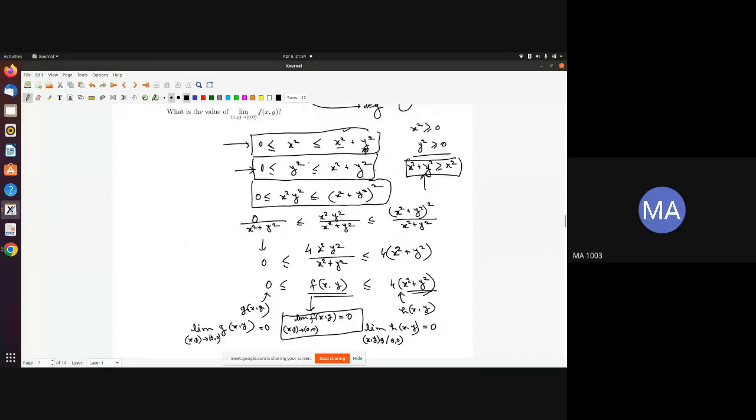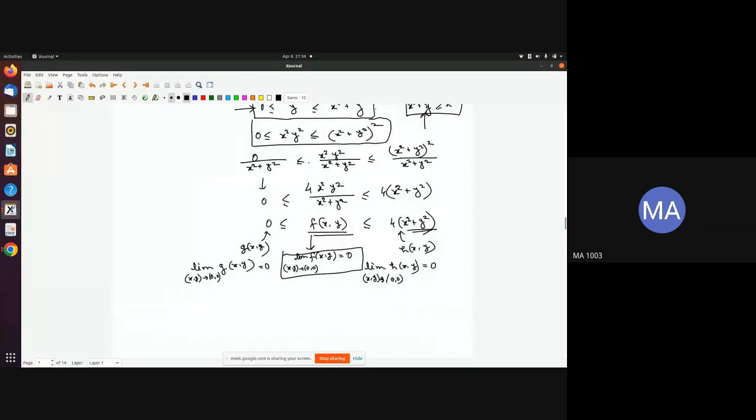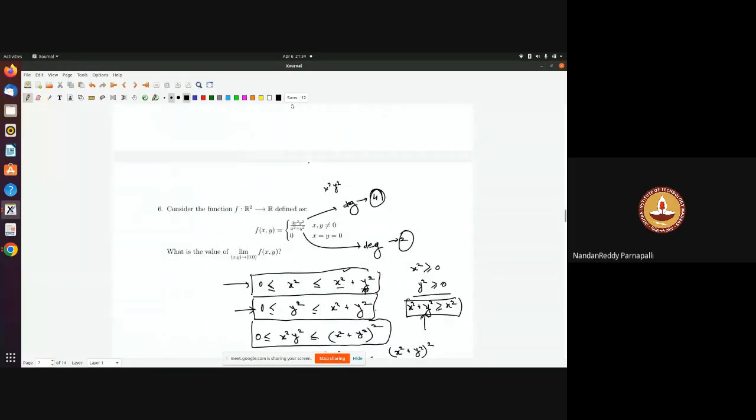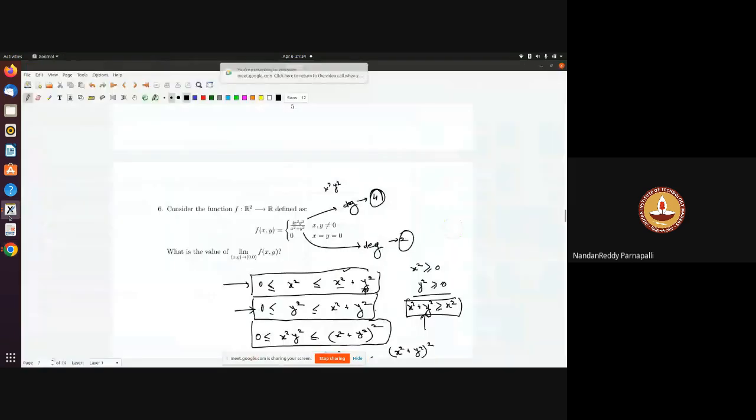Anyone has any doubt till this point? Sir, how to approach the Sandwich theorem for any given case? That is what we have discussed for the last 10 minutes. No, no. How to convert a given statement to the Sandwich theorem? Any hints?